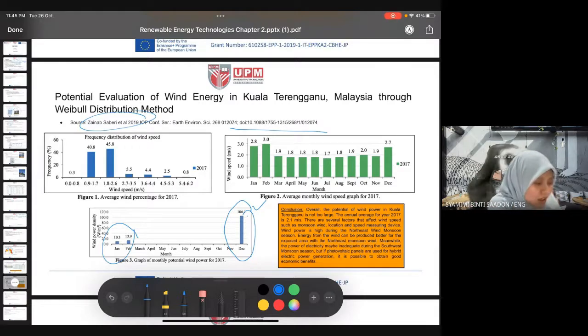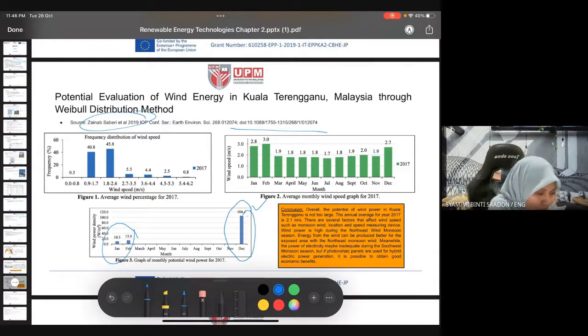Okay, so the conclusion, overall the potential of wind power in Kuala Terengganu is not too large. The annual average wind speed for the year 2017 is 2.5 meter per second. There are several factors, because due to monsoon wind location, wind power is high during the northeast wind monsoon season, December, January, February. Energy from the wind can be produced better for the area exposed to the northeast monsoon wind. Meanwhile, the electric power may be inadequate during the southwest monsoon season. It is not sufficient during March to November.